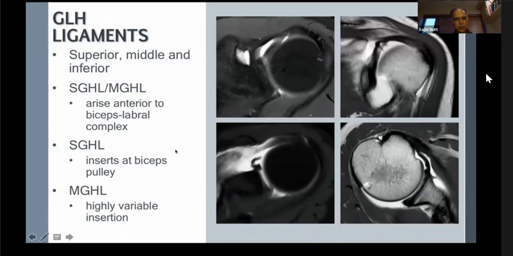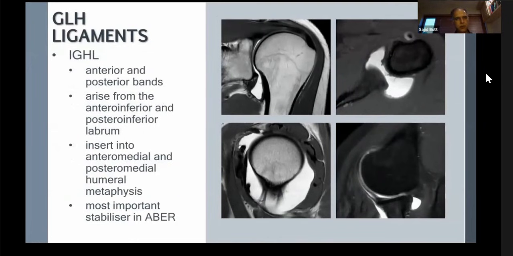The superior glenohumeral ligament attaches onto the margin of the biceps pulley, bicipital groove, just around there. So in this coronal image, it's just around there where the superior glenohumeral ligament is attached. The middle glenohumeral ligament, which is more anterior, going further down, has a more variable attachment and will blend with the shoulder joint capsule quite low down.